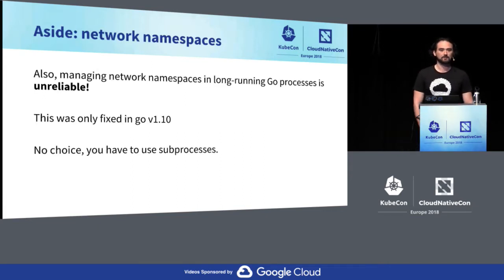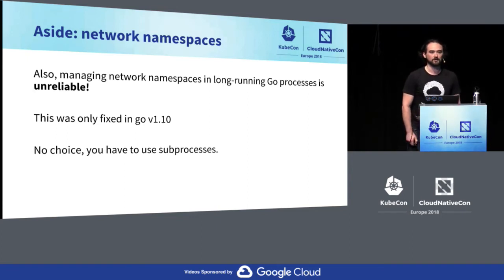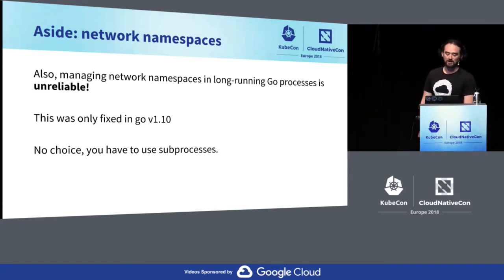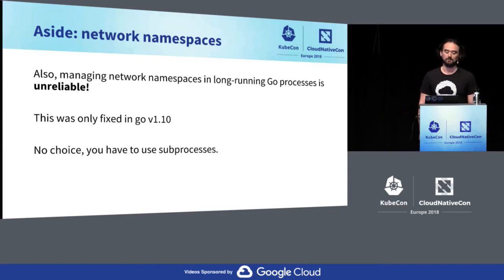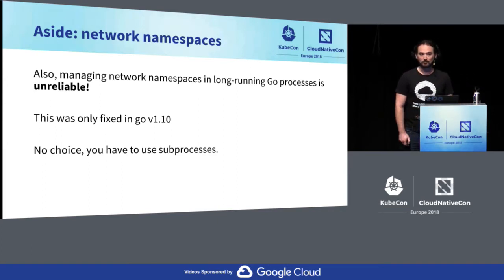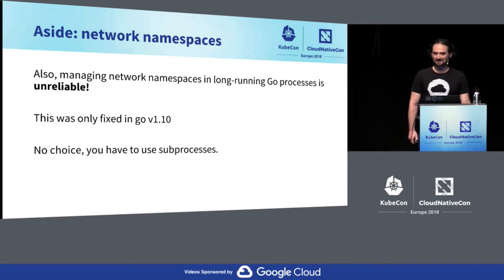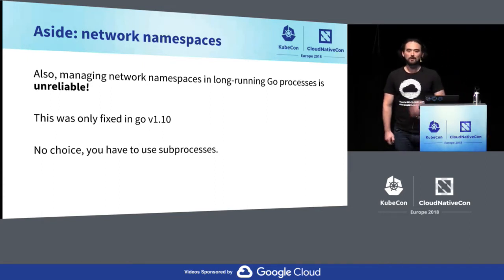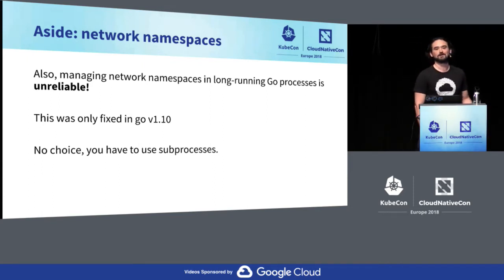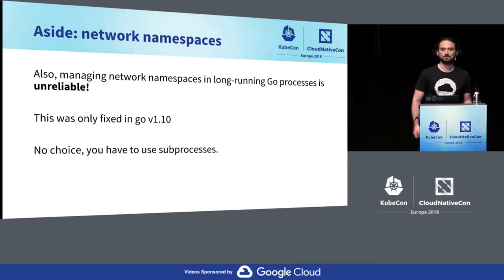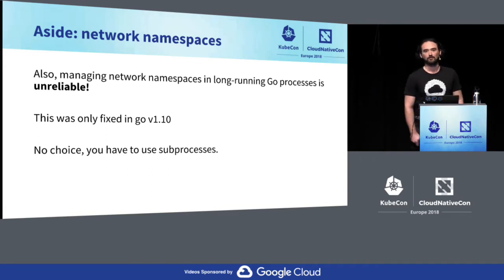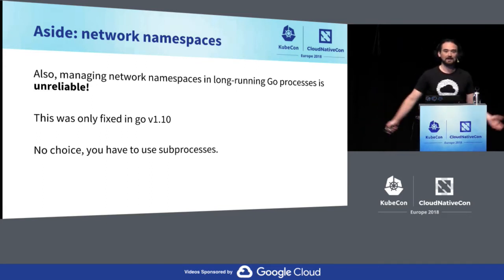Additionally, as some of you may have discovered, either hopefully with the blog post or not so hopefully with bugs in production, managing network namespaces, managing any sort of namespace in Go is not reliable. And this was only fixed in Go 1.10, which Kubernetes still doesn't build with, right? So you have to use subprocesses. You have to fork and exec to safely manage network namespaces in Golang. So you might as well just make that fork and exec protocol your execution protocol. So that is in effect CNI.